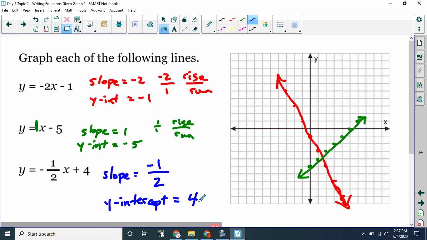So my y-intercept is 4. I need to cross the y-axis at 4. 1, 2, 3, 4 right here. And my slope is negative 1/2. Rise over run. My rise is negative 1. My run is 2. Down 1 over 2. Down 1 over 2. Down 1 over 2. And there's our line.